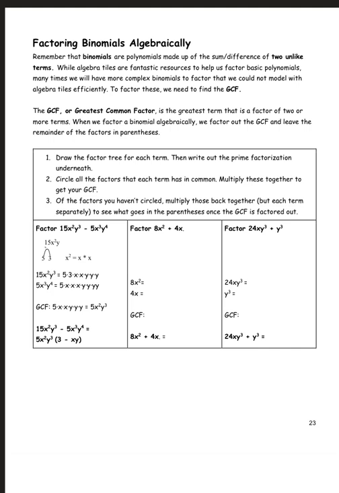All right. So when we're starting our factoring unit, when we're looking for the greatest common factor, the first thing we need to do is draw a factor tree for each term, then write out the prime factorization underneath. Circle all the factors that each term has in common. Multiply these together to get your GCF. All of the factors you haven't circled, multiply those back together, for each term separately, to see what goes in the parentheses once the GCF is factored out.